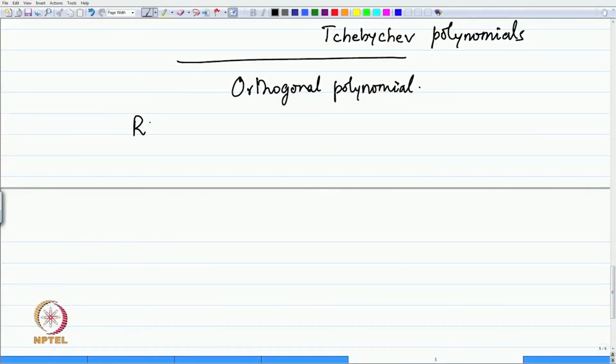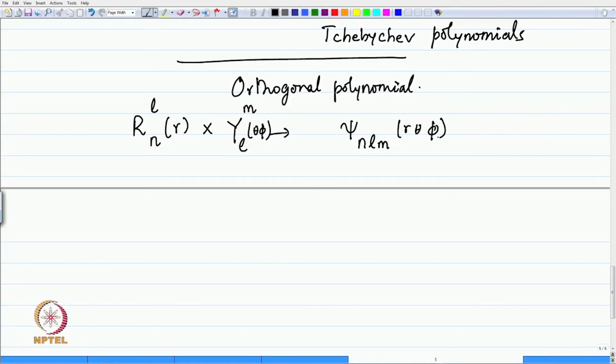Let me conclude with the following statement: the radial function will depend on two quantum numbers n and L. The angular part, the spherical harmonics, will depend on two quantum numbers L and M. The L will be the same for both the radial and angular function for a given energy, and therefore the overall solution will be the product of the two, and that is equal to psi with the three quantum numbers n, L, M, or r, theta and phi.